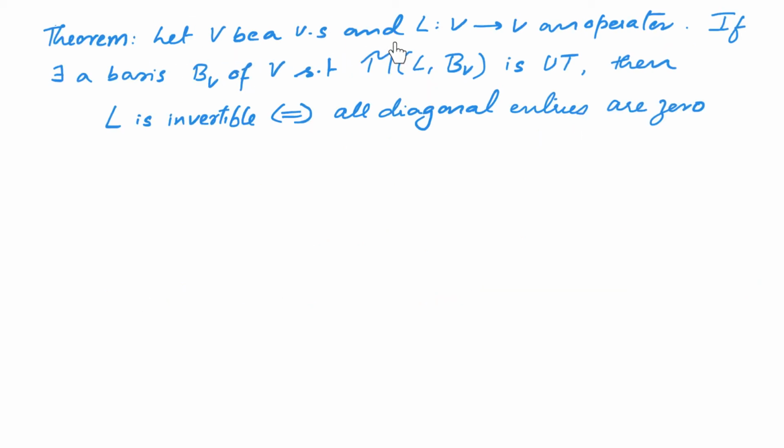Theorem: let V be a vector space and L from V to V an operator. If there exists a basis BV of V such that the matrix of L with respect to the basis BV is upper triangular, then L is invertible if and only if all diagonal entries are nonzero. Even though we state the theorem in this form, we will actually be proving the equivalent statement: L is not invertible if and only if there exists a diagonal entry that is 0.